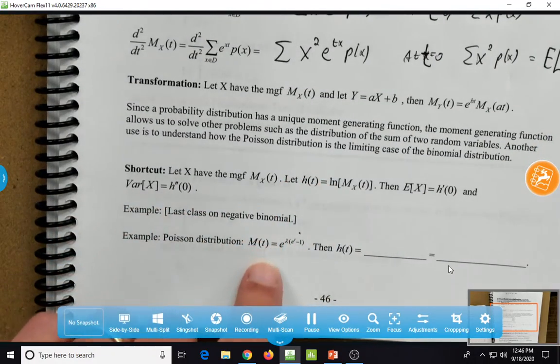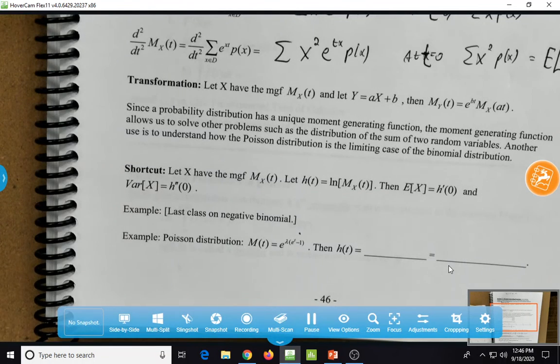This actually is a very nice shortcut formula. If you let h be the natural log of the moment generating function, then the expected value is just the first derivative of h at 0, and the variance is the second derivative at 0.